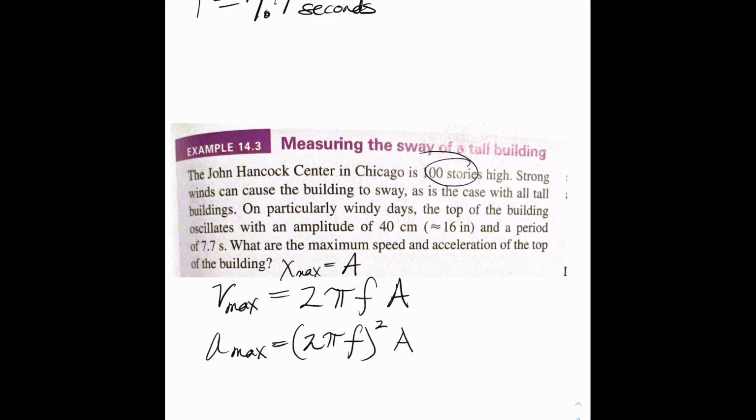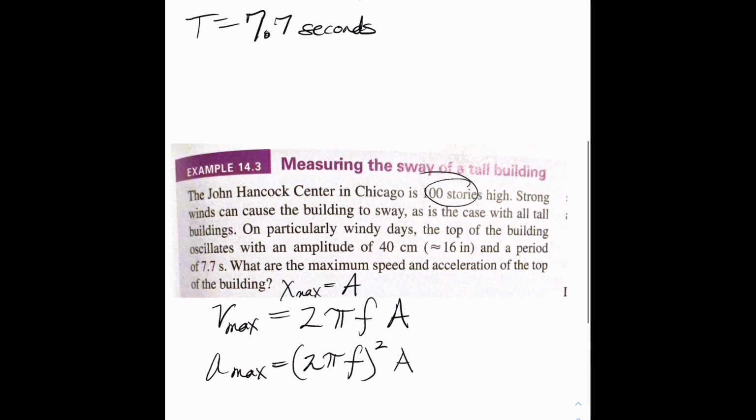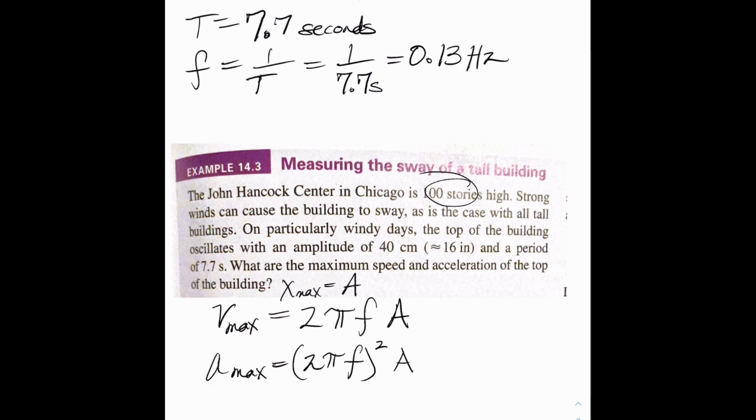Okay. So, to get Vmax, we just need to know the frequency. So let's come back up here and find frequency. Frequency is going to equal 1 over the period. So that's equal to 1 over 7.7 seconds. What is that equal to? Hold on. I'm getting 0.129, so like 0.13 hertz, or you can say 0.13 cycles per second.